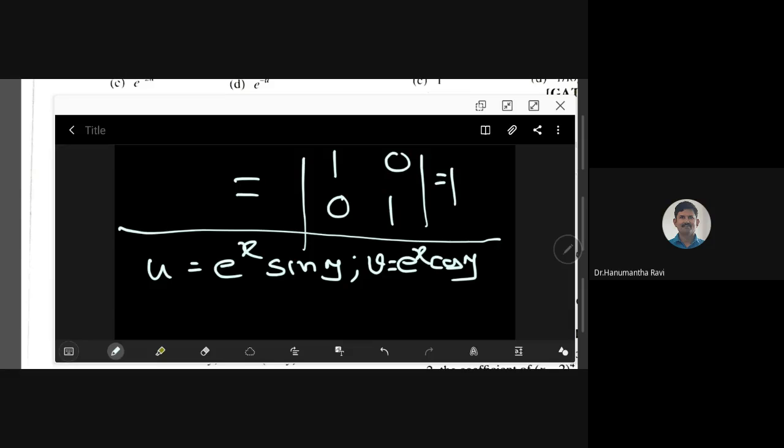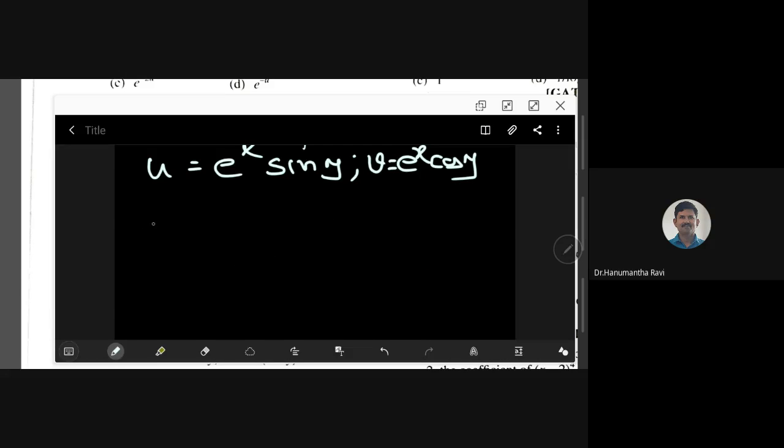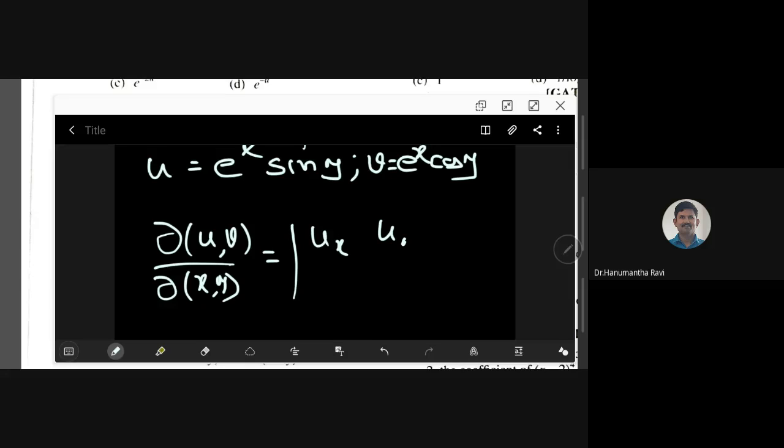Okay, right now we will see. So in this case, what did they ask for? They ask for dou uv by dou xy. So this is again the formula ux, uy, vx, vy.